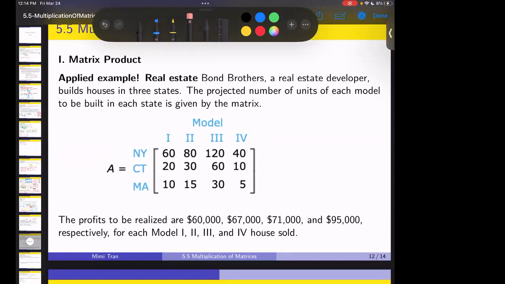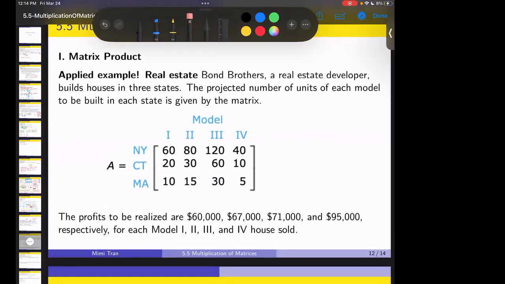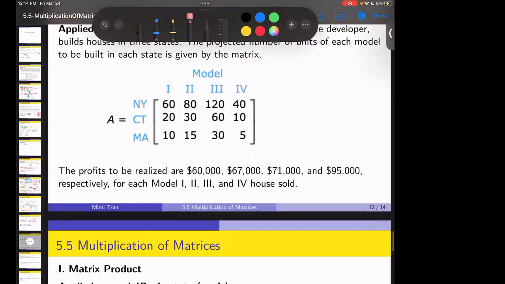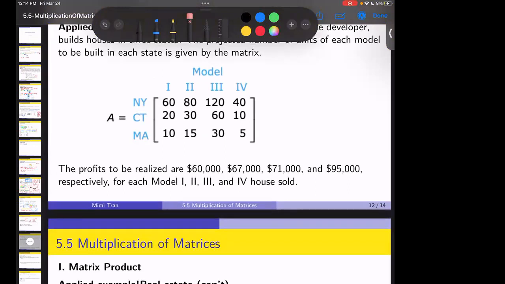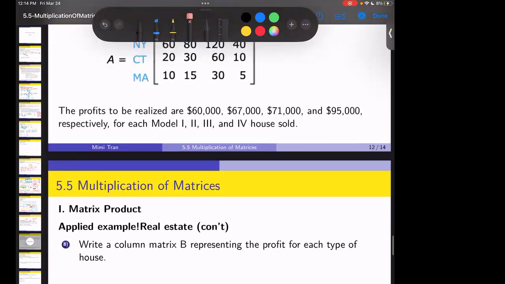So the columns are models, model 1, model 2, model 3, model 4, right? Rows represent states. So for example, in New York, they build 60 houses that are model 1, right? 80 houses model 2, etc. The profit realized is 60,000, 67,000, 71,000, and 95,000 for each model 1, 2, 3, 4 respectively when it's sold.